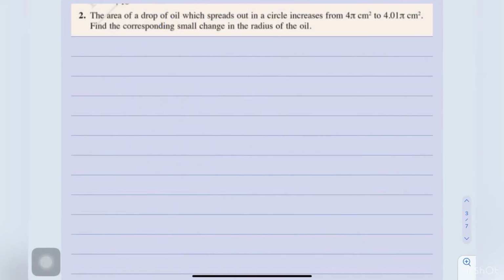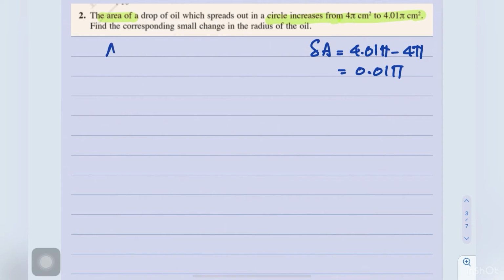Now question number 2. The area of a drop of oil which spreads out in a circle increases from 4 pi centimeter squared to 4.01 pi centimeter squared. Given the area increases, you can identify delta A equals 4.01 pi minus 4 pi, which is 0.01 pi. This is a circle, and the formula for the area of a circle is pi r squared, which equals 4 pi, the initial value, so r squared equals 4, then r equals 2.